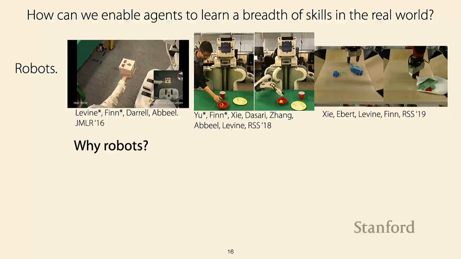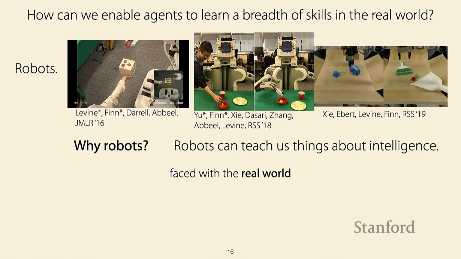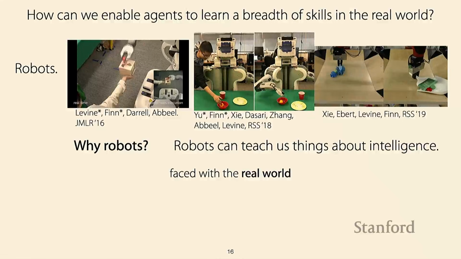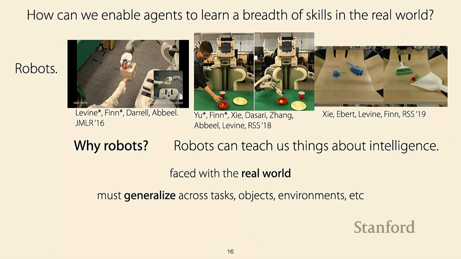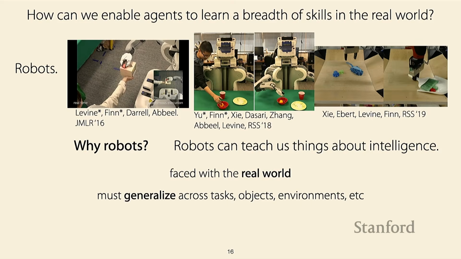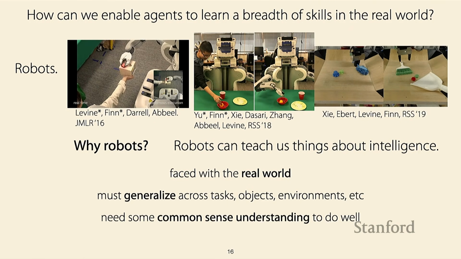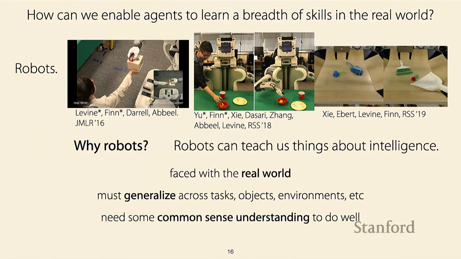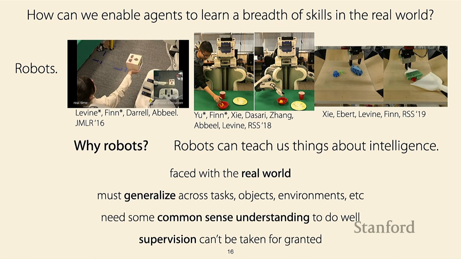And I think that robots are really cool and interesting because I think that they can teach us things about intelligence. They are faced with the real world. They aren't just looking at images in a static way. They actually have to contend with the complexity of the real world. In order to be useful in the real world, they have to generalize across lots of different tasks, objects, and environments. And I think they also need some sort of common sense understanding. They need to understand what will happen if they try to pick up objects or try to move their arm in a certain way. And then the last thing is it's not clear exactly what the supervision should be here as well.